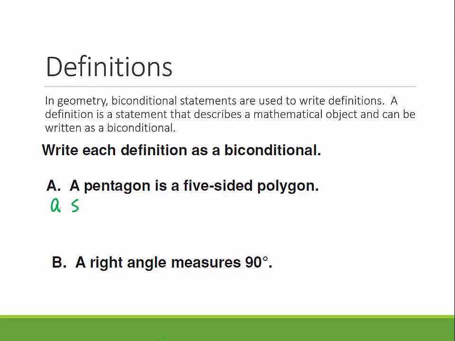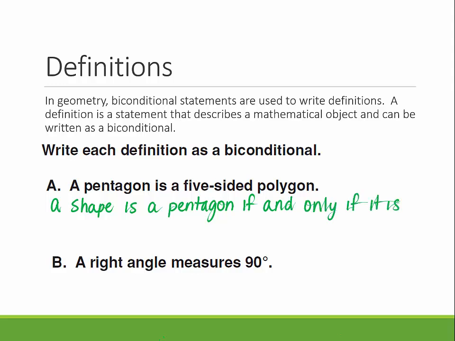So a shape is a pentagon if and only if it is a five-sided polygon.